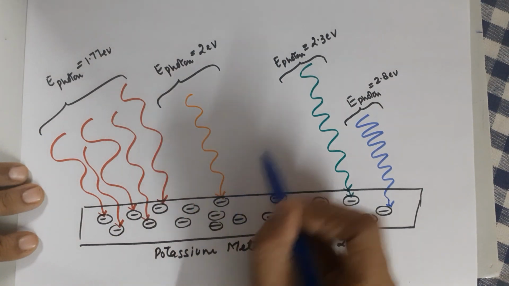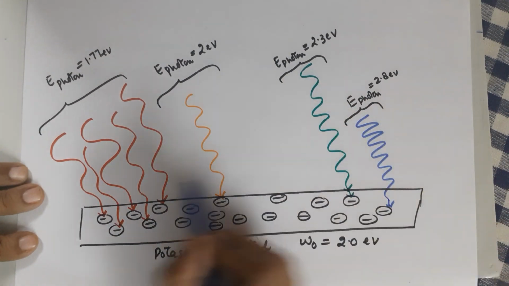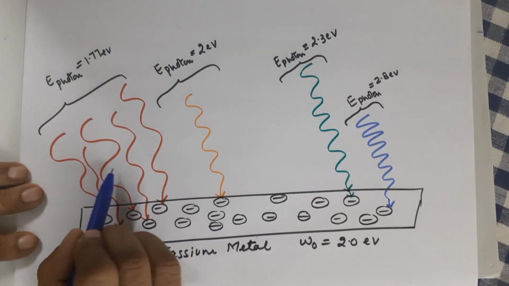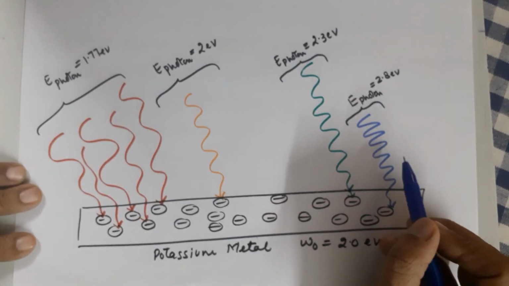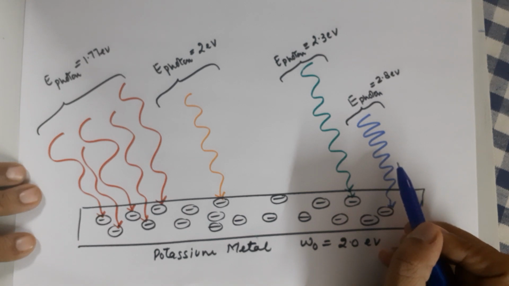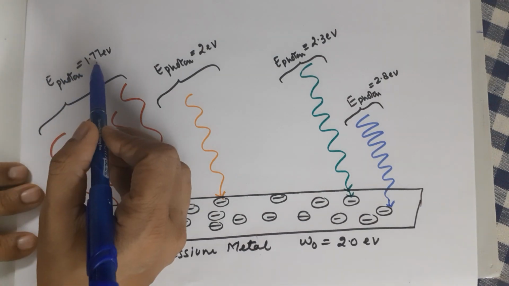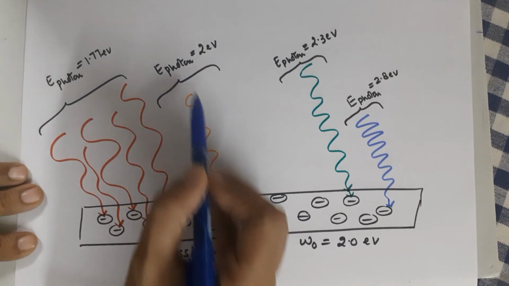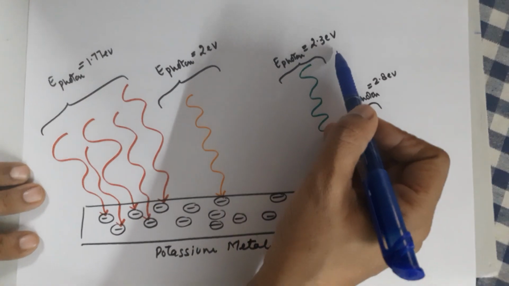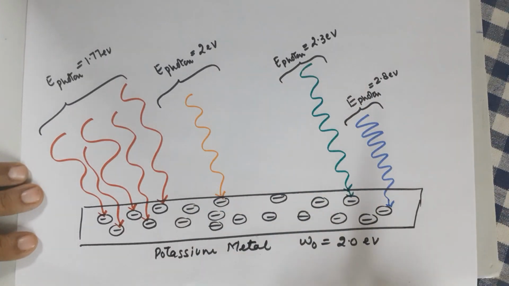I have reduced the wavelength, reduced the wavelength, reduced the wavelength. The wavelength decreases as I go from red to orange to green to blue. Wavelength decreases, that means the frequency increases. That means the energy increases. The energy of the photon of red is 1.77 eV, photon of orange is 2, photon of green is 2.3, and the photon of blue is 2.8.